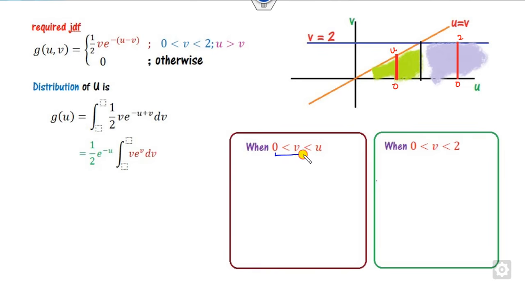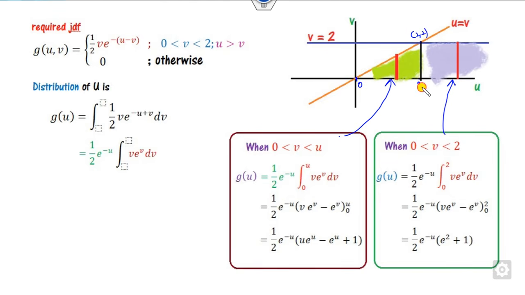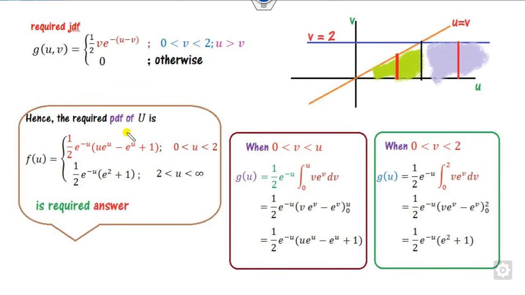Whenever this is there, you can substitute this value in here, and you will get this expression when you solve the integration. This is corresponding to this region, and this is corresponding to this. What is the value of u from here? This is 0. The point of intersection is my (2, 2), so this is my 2. It means this value is for 0 to 2, and this value is for 2 to infinity. Hence the distribution of u is: whenever u lies here, this is the value, then this is the PDF, otherwise 0. Here is the required answer.